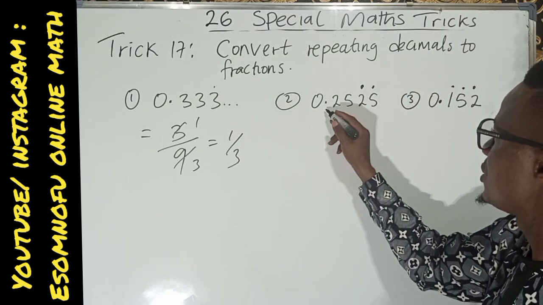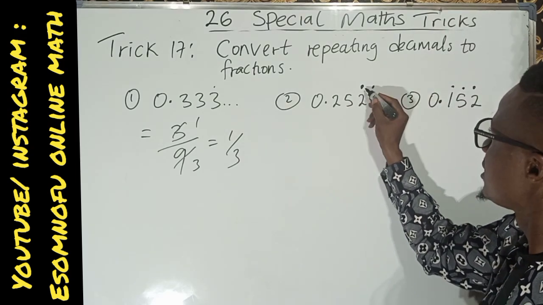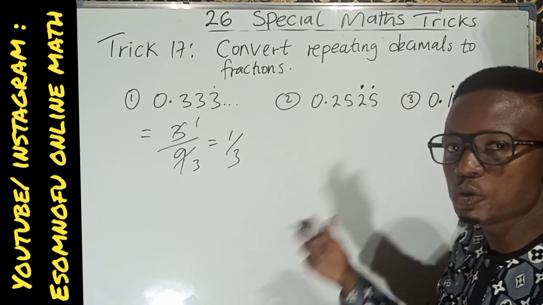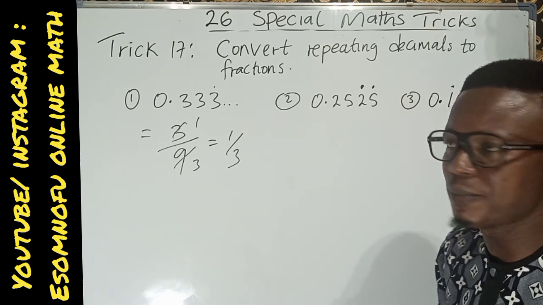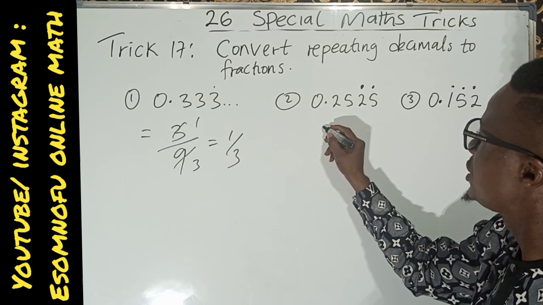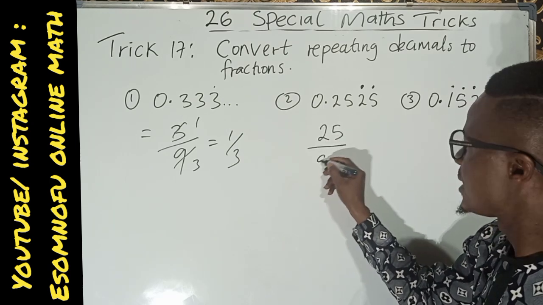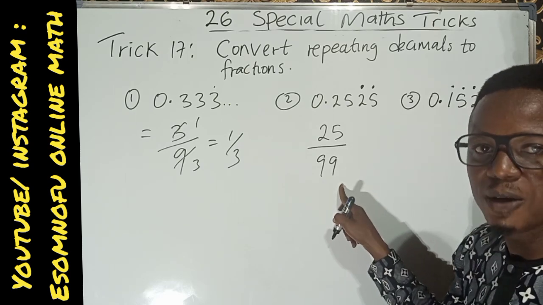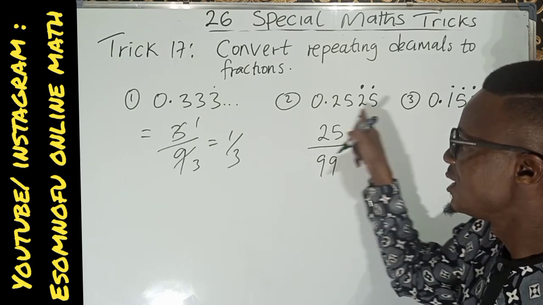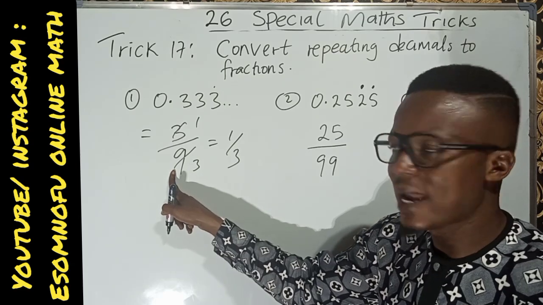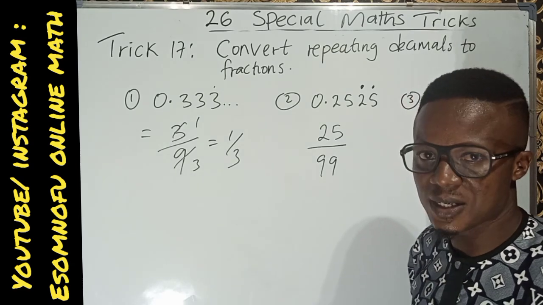Here you have 0.2525... The dots mean that 25, 25, 25 continues to repeat. Because 2 digits are repeating, you write the 25 that is repeating over 99. I'm using 99 because there are 2 digits that are repeating, unlike where I used a single 9 where only 1 digit repeats.